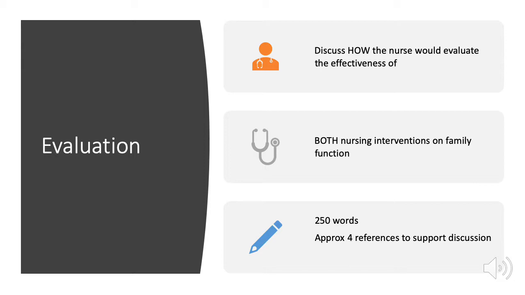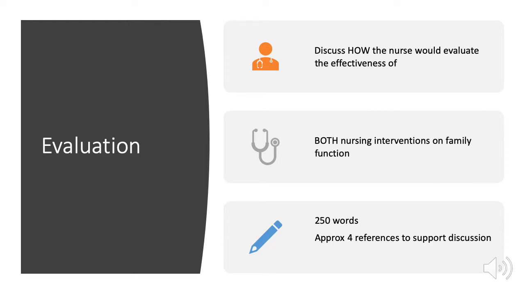Okay, for the evaluation part of this assessment, we want you to discuss how the nurse is going to evaluate the effectiveness of these interventions on family function. Both nursing interventions need to be discussed. Don't just focus on one, you need to focus on both nursing interventions. Now, this is approximately 250 words.